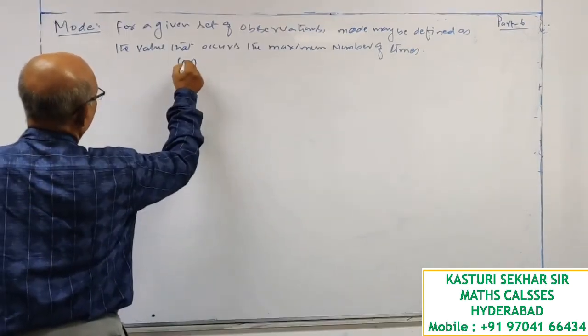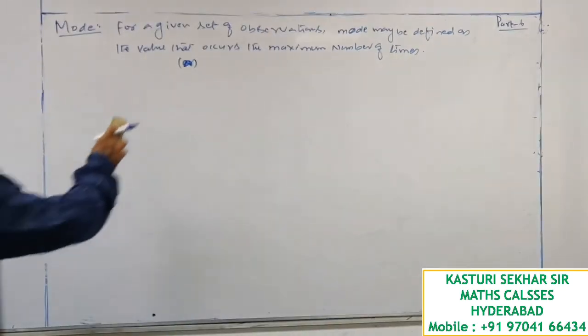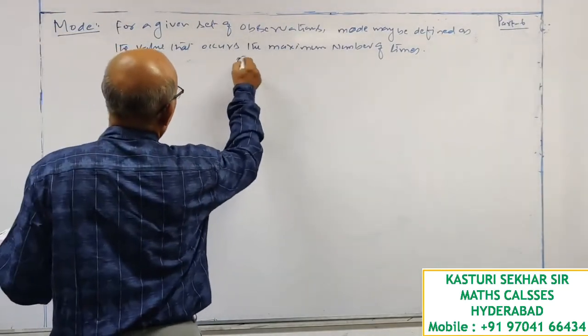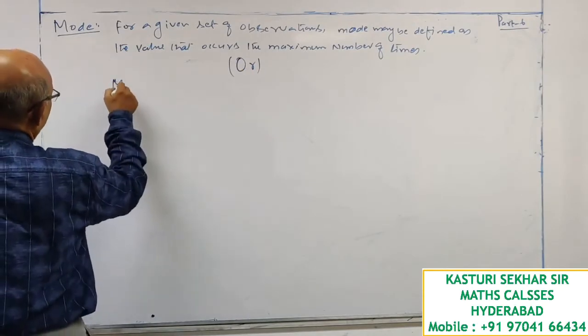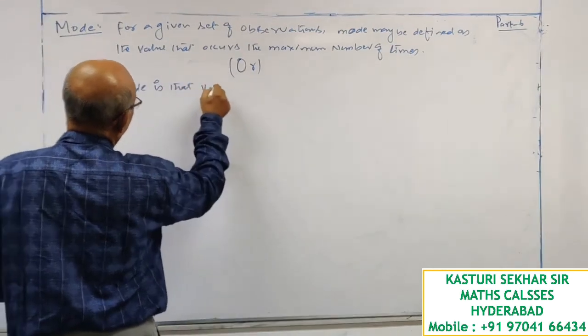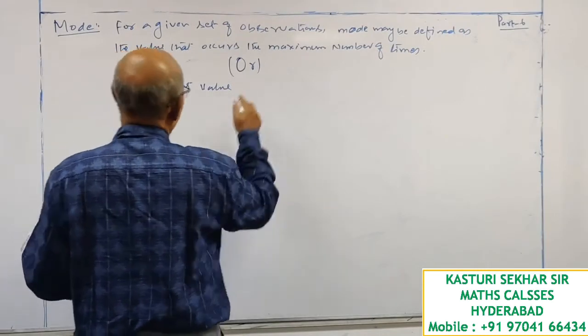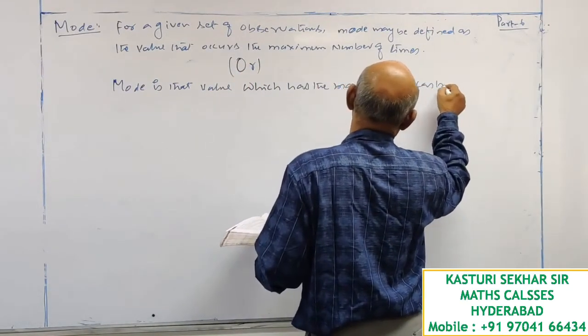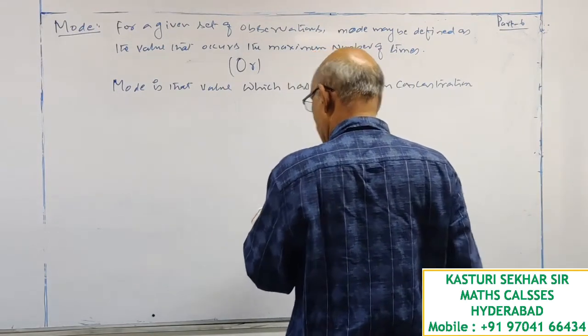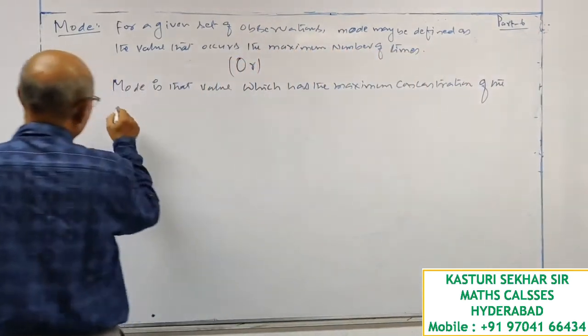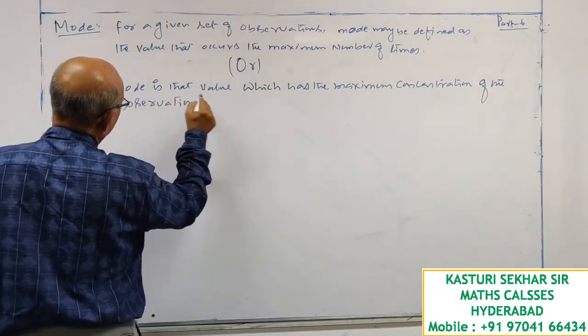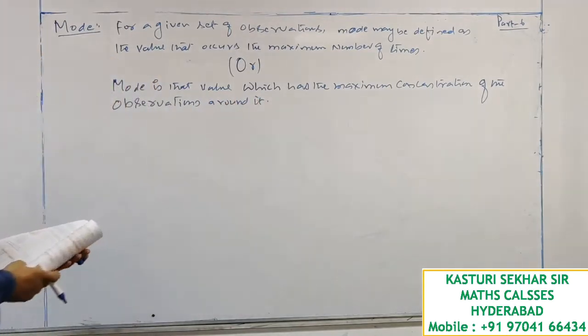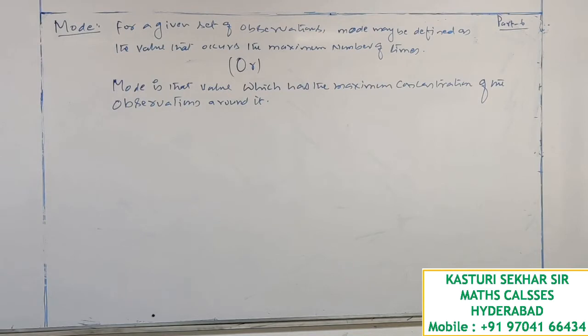Or you can say mode is that value which has the maximum concentration of the observations around it. Let us see an example.